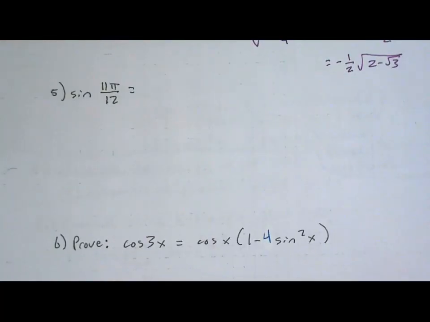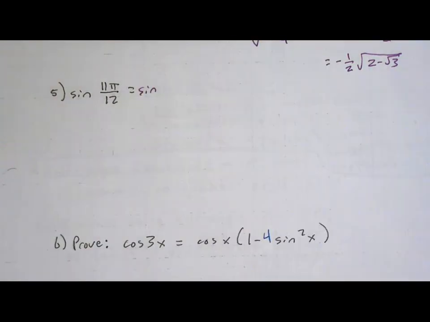11 pi over 12. It's not on our circle. There's nothing over 12 on our circle. So if I want an exact answer, I'm either going to need to find two angles that add up to 11 pi over 12, and that can be done. We actually did that in our assignment before spring break. But let's try to do it with half angle formulas.